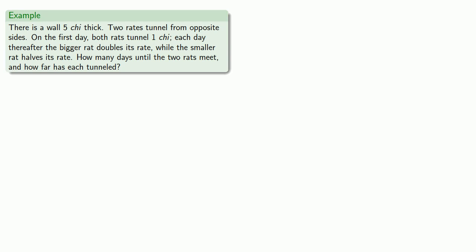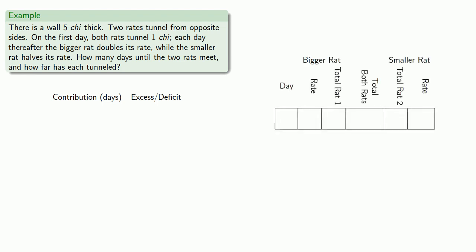So again, we can think about our contribution rates as the number of days the rats have tunneled, and the excess or deficit can be measured by how far apart the rats are. So on day one, both rats have tunneled at a rate of 1 chi per day. Both of them have tunneled 1 chi. And so altogether, they've tunneled 2 chi, which puts them 3 chi apart.